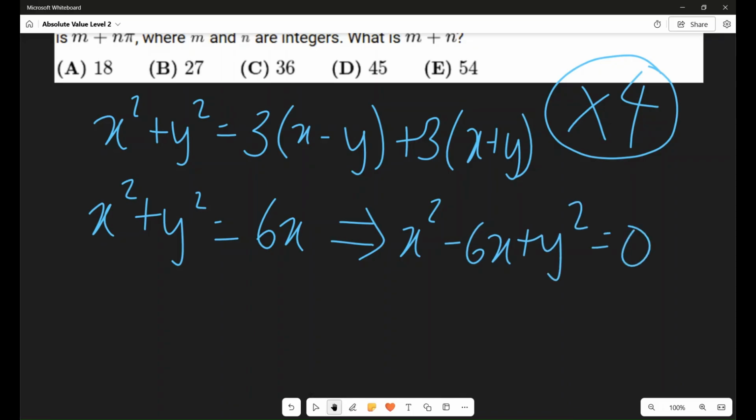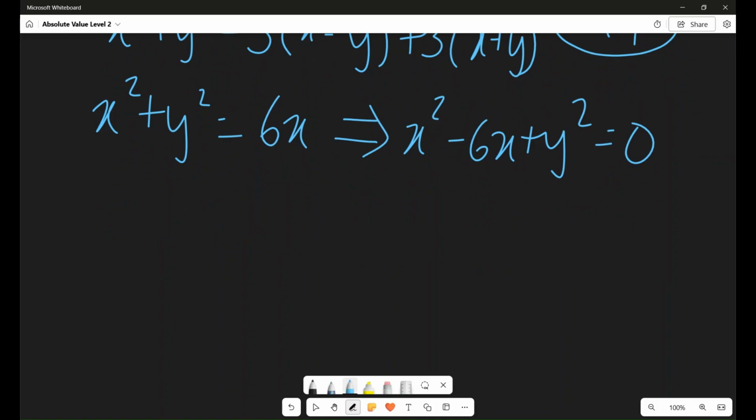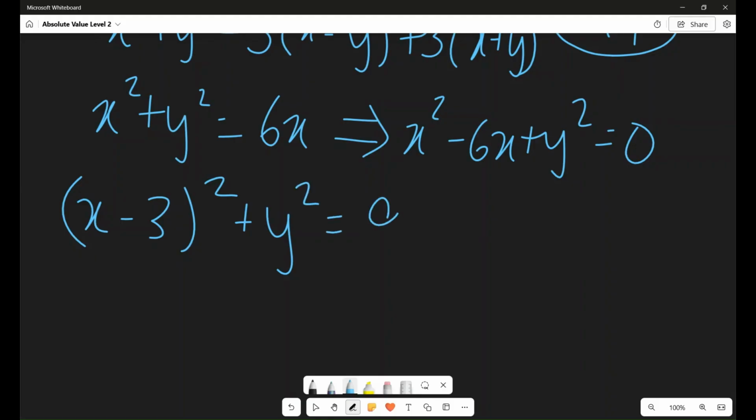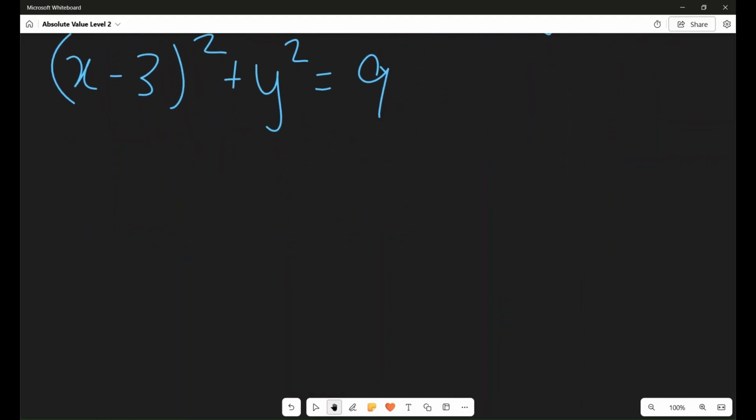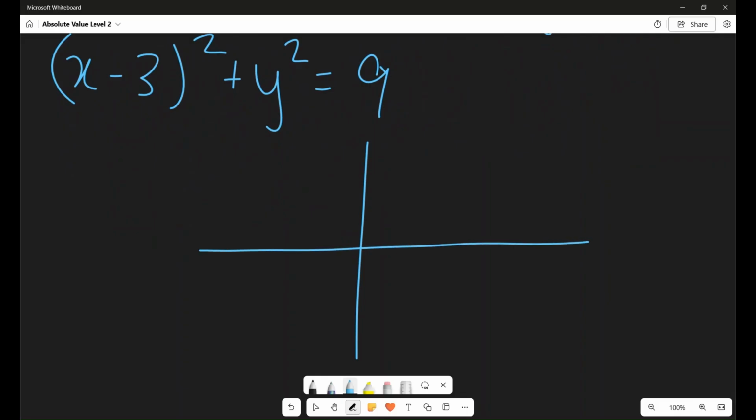We see this, we know what to do. We just have to complete the square. So when we do that, we get (x minus 3) squared plus y squared equals 9. And that's the equation of a circle. So now that we know what shape we're graphing, let's actually graph it. And remember, we're only looking at this region here. It's the region we want.